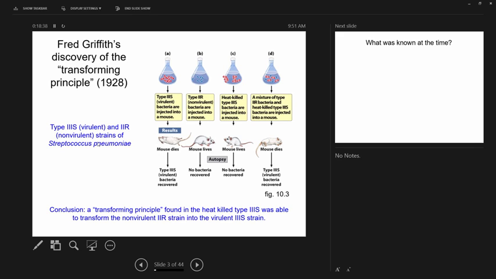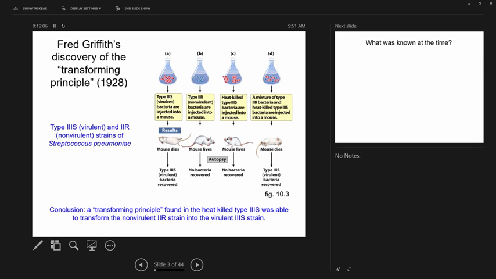So here, a physician named Fred Griffith was working with mice, and he was working with virulent and non-virulent strains of the pathogen Streptococcus pneumoniae. Who's taken microbiology? Somebody explain the difference, what's virulent and what's non-virulent? Right, yeah, one makes you sick and one doesn't.